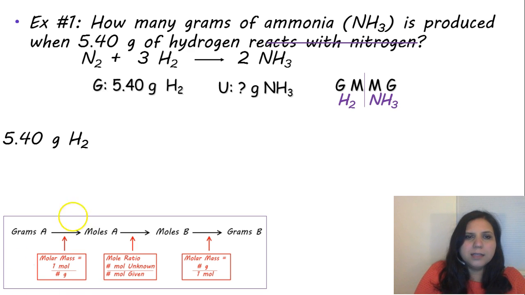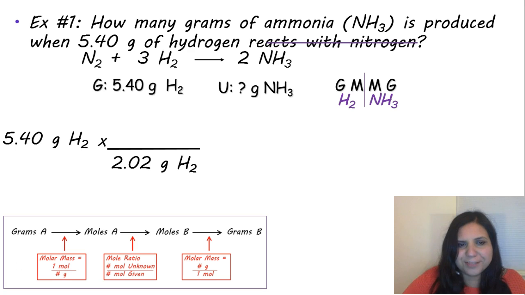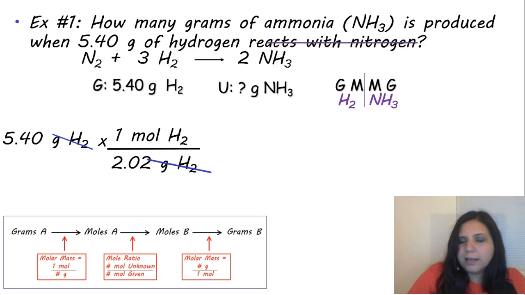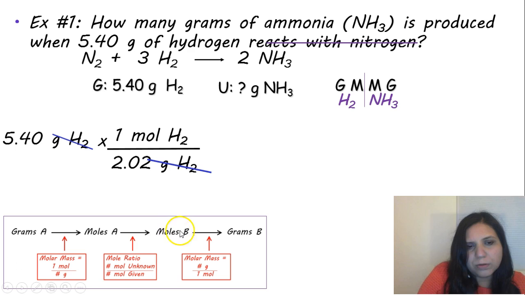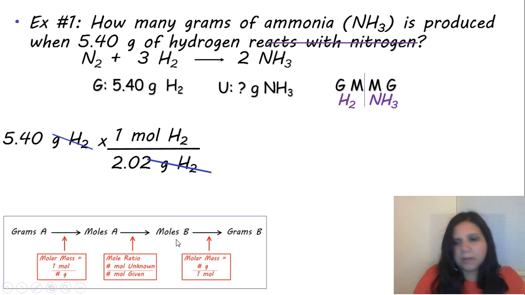Right here in this chart, I need to use the molar mass, so I have to figure out what the molar mass of hydrogen is. We have 1.01, which is the mass of 1 hydrogen. So for H2, it would be 2.02 grams of hydrogen in every 1 mole of hydrogen. Careful, remember that's always 1 with the mole when you're dealing with molar mass. Grams of hydrogen cancels, and I move on to my next step, which is going from moles of hydrogen to moles of what we're looking for, which is ammonia.